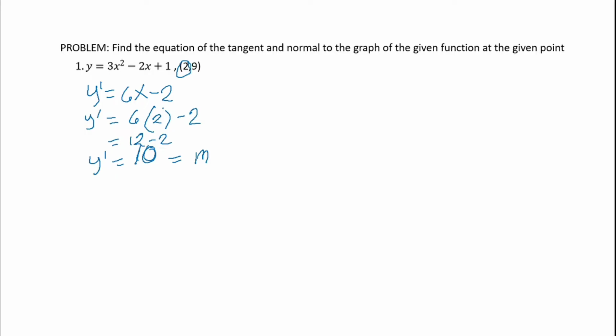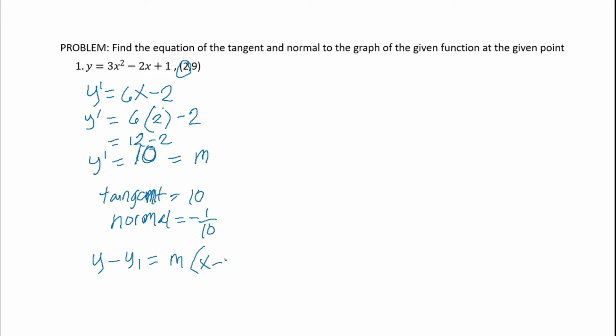First, to get the equation of the tangent, we have to get the slope. The slope of the tangent here is equal to 10, and the slope of the normal is equal to negative 1 over 10. So again, that is the slope of the normal and the slope of the tangent. The equation we use in finding the tangent and the normal line is y minus y sub 1 is equal to m times x minus x sub 1.